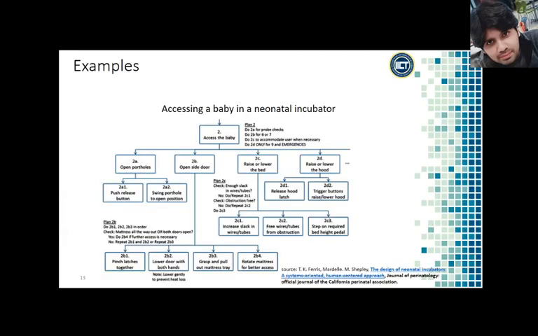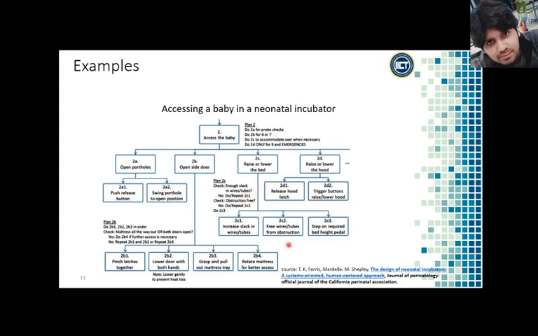Now, one of the examples is accessing a baby in a neonatal incubator. Now you can see here how the tasks are broken into different subtasks and hierarchically represented, and how things are annotated so that the users don't have to keep everything in mind. But they still have to keep some things, so we can say that their cognitive load will be much higher in this case than for someone who is not performing the task at all.